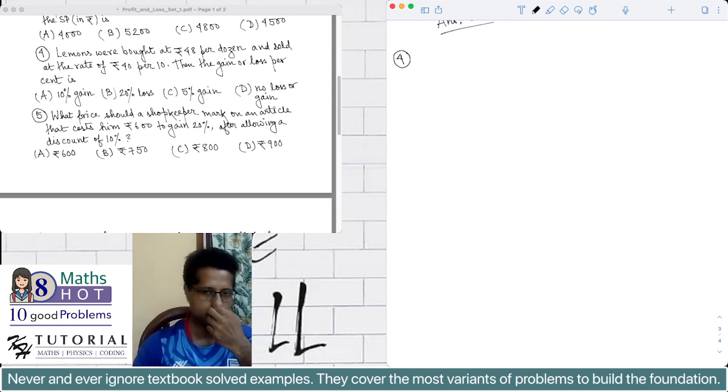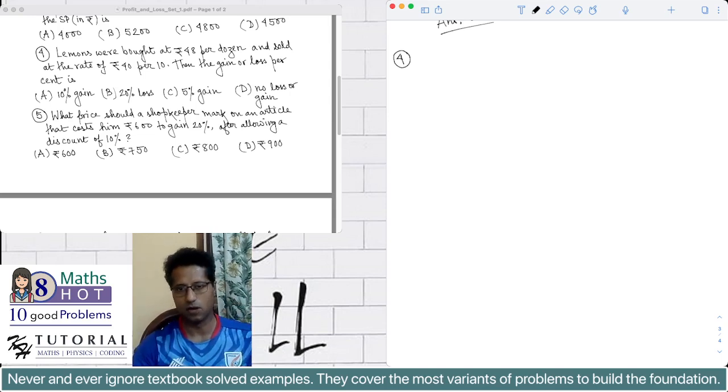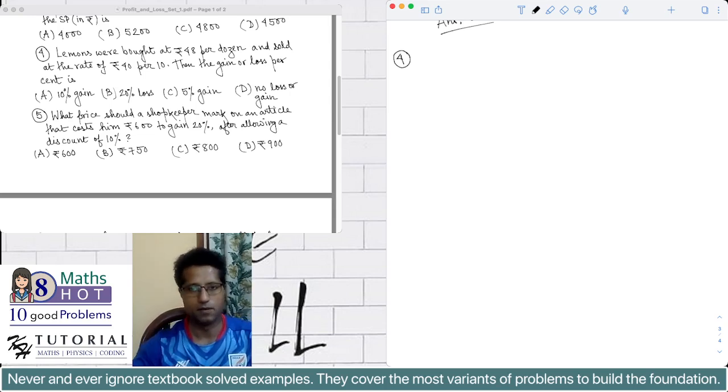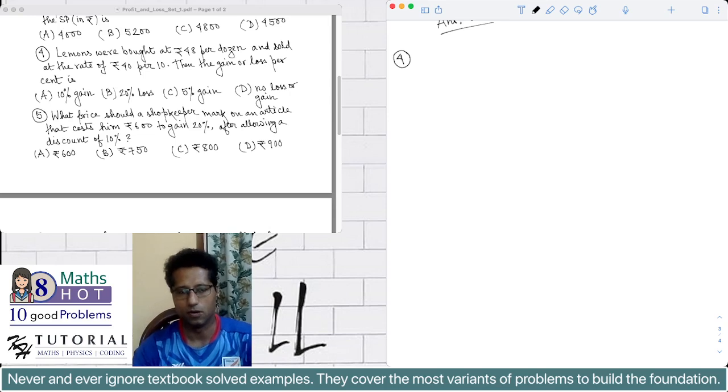Now, we have to first find the cost price and the selling price of an equal number of lemons. For this pattern of question, my choice is to find the cost price and selling price of one article. That is, cost price and selling price of one lemon. And based on the cost price and selling price of one lemon, we will find the gain or loss percent.